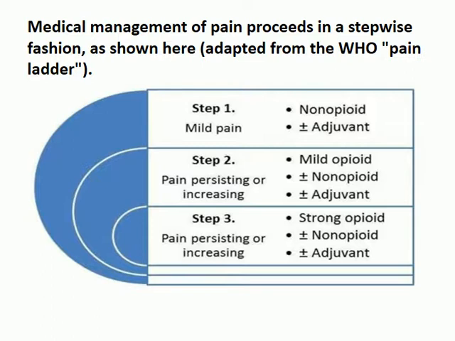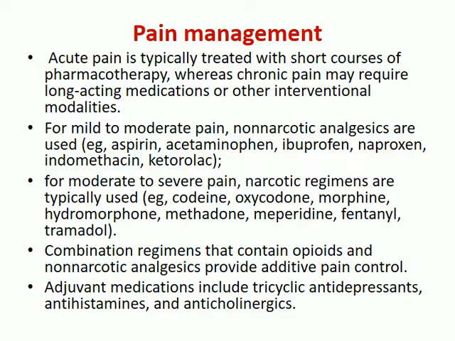First step, mild pain: non-opioid plus adjuvant therapy. Second step, pain persistent or increasing: mild opioid, non-opioid, plus adjuvant therapy. Step 3, pain persistent or increasing: strong opioid, non-opioid, plus adjuvant therapy. Acute pain is typically treated with a short course of pharmacotherapy, whereas chronic pain may require long-acting medication and other interventional modalities. For mild to moderate pain, non-narcotic analgesics are used. For moderate to severe pain, narcotic regimens are used.